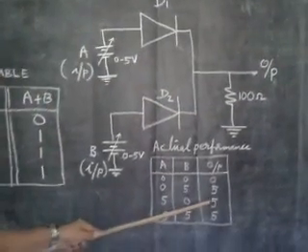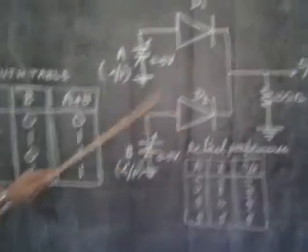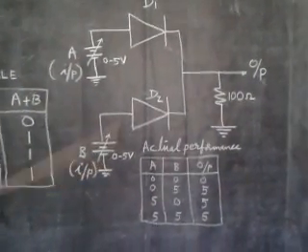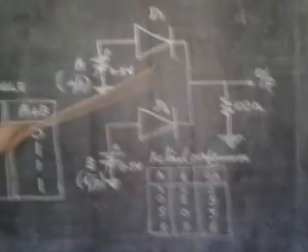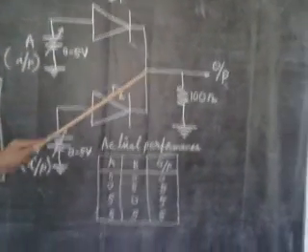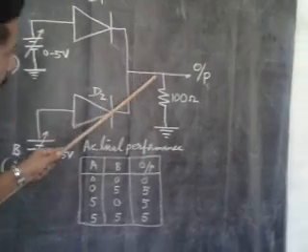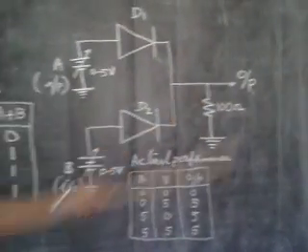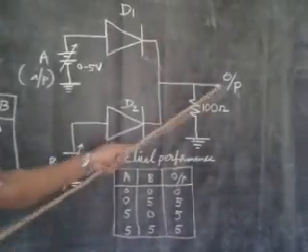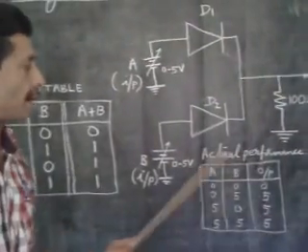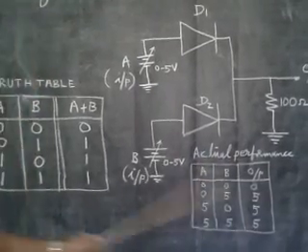will be 5 volt. Again, when both A and B are 5 volt, both these diodes D1 and D2 are forward biased, and the current passes through here, and you get some voltage drop which is high, 5 volt here. So this is the actual performance table.